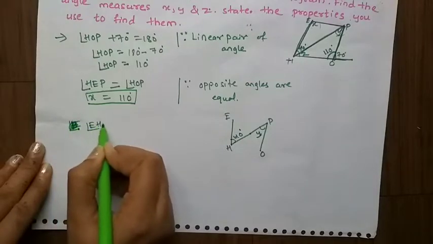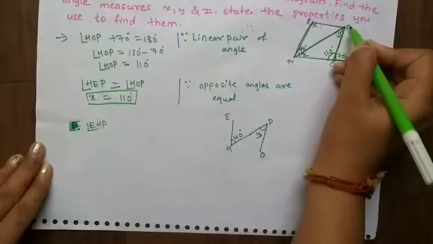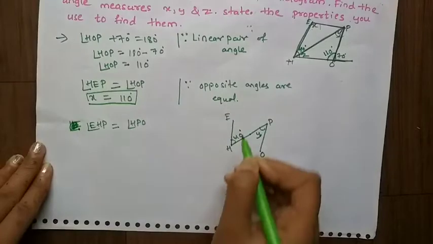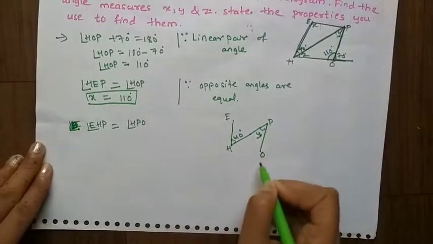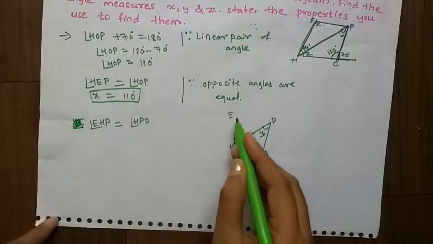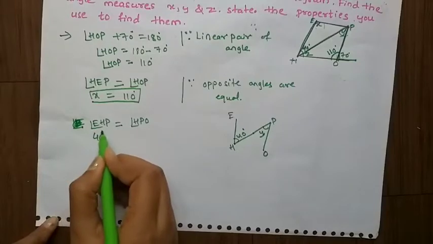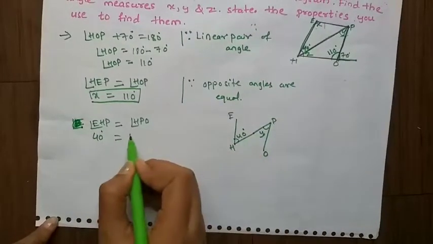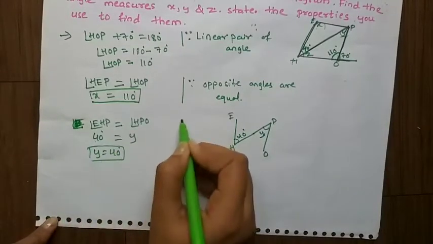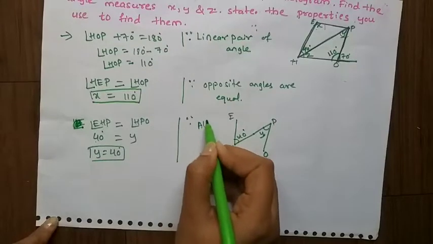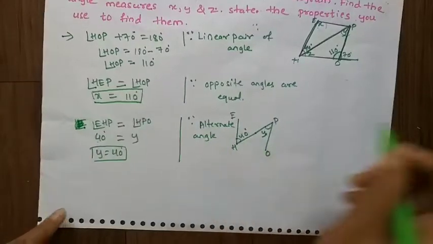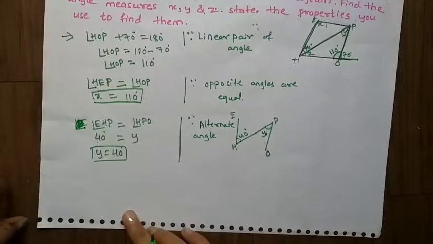So next condition here, angle EHP is equal to angle HPO. Here what is the value for EHP here? 40 degree. Which is equal to HPO, which is Y. So this means angle Y is equal to how much here? 40 degree. Using the condition here, alternate angles. Here these two are the alternate angles and they are equal.